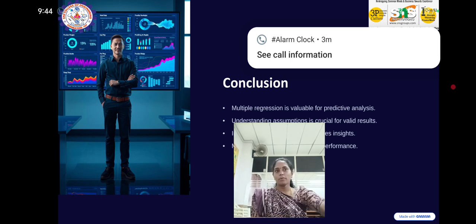With these components in place, multiple regression becomes a gateway to meaningful insights, strategic forecasting, and data-driven decision making, whether applied in academics, healthcare, finance, or public policy. This method empowers users to make informed conclusions grounded in real data.